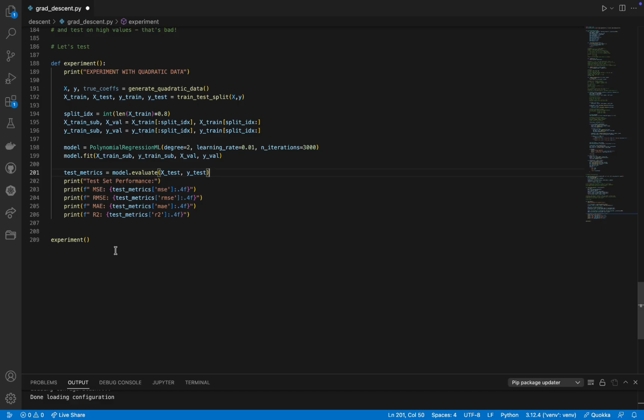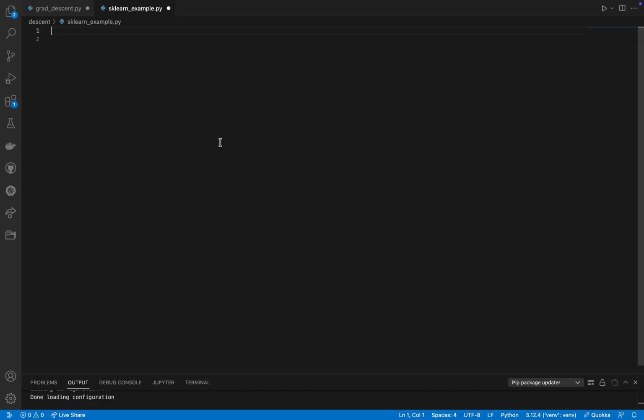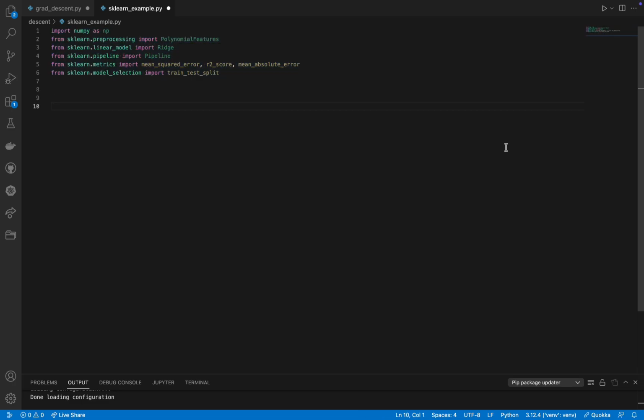And let's now see how we can do it with scikit-learn library, just in a couple lines of code. Now let me show you how to do the exact same thing using scikit-learn pipeline. This is what you actually use in real projects because it's clean and simple.